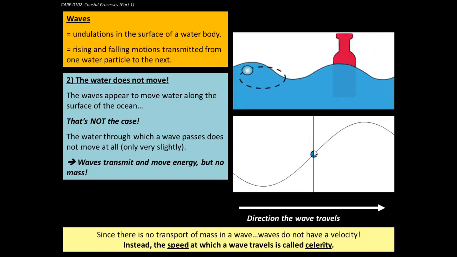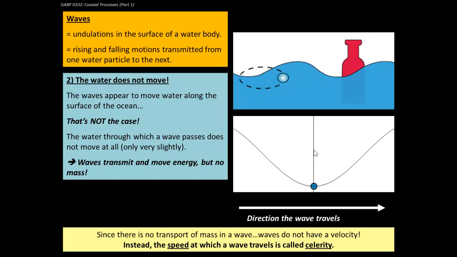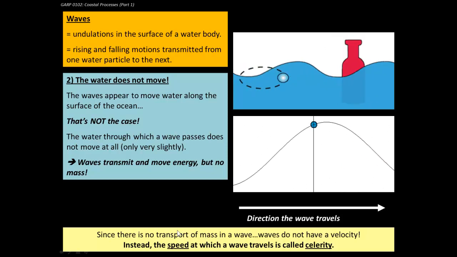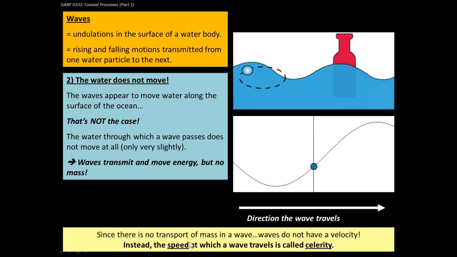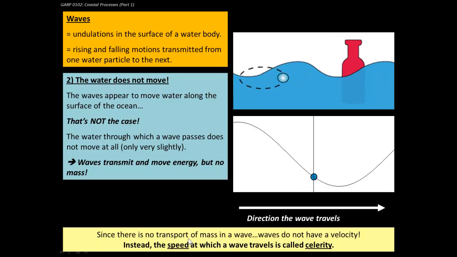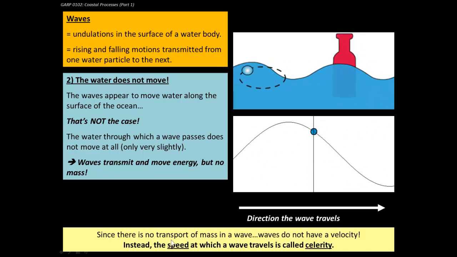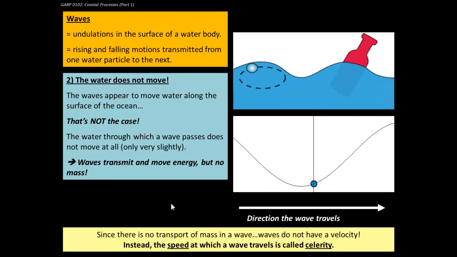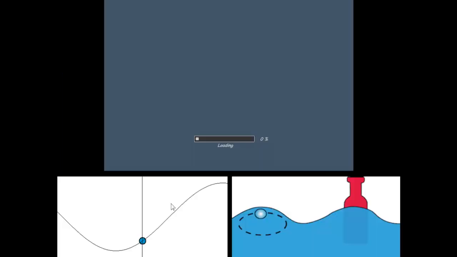Therefore, waves technically do not have a velocity. Because in physics we define velocity by mass. But since there's no mass transport in a wave, the speed at which a wave travels is called celerity, not velocity. Kind of weird, but that's the way it is.